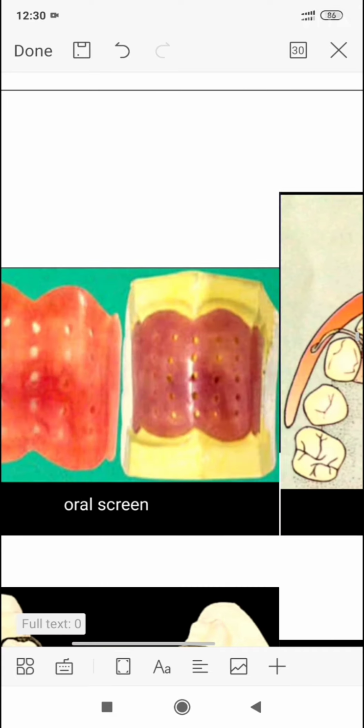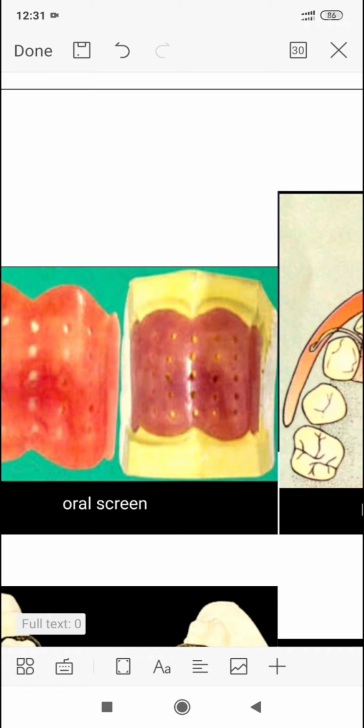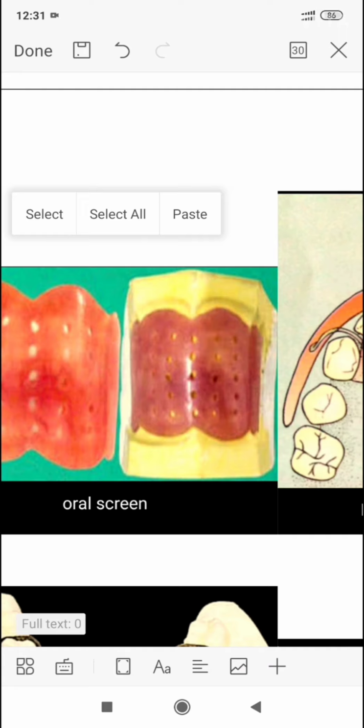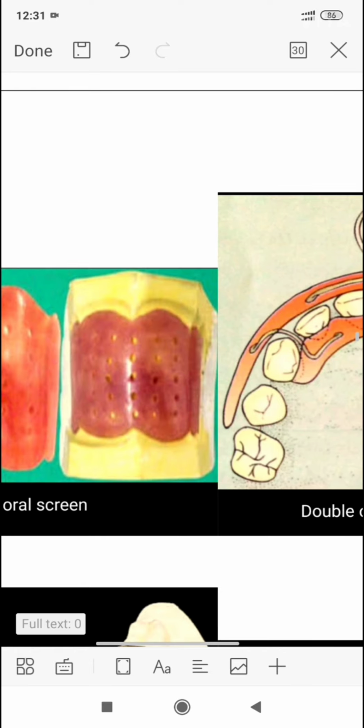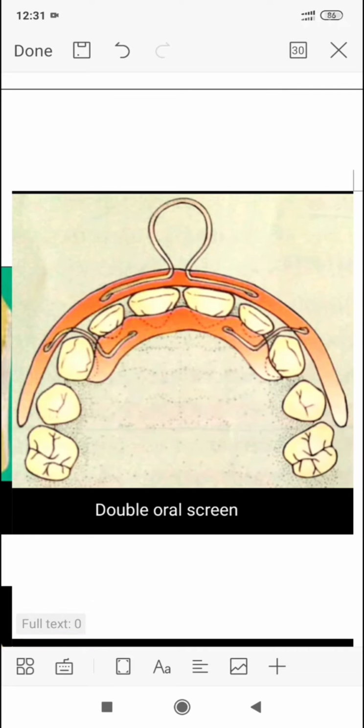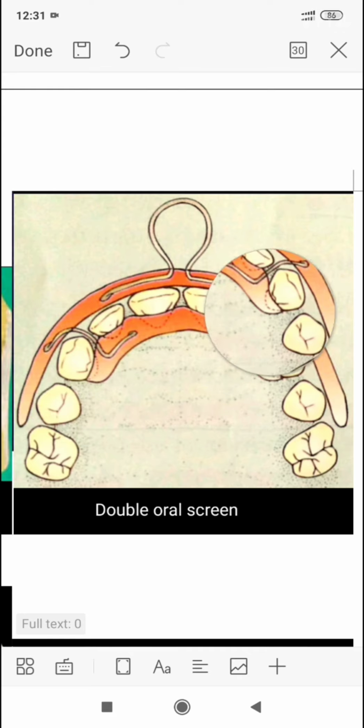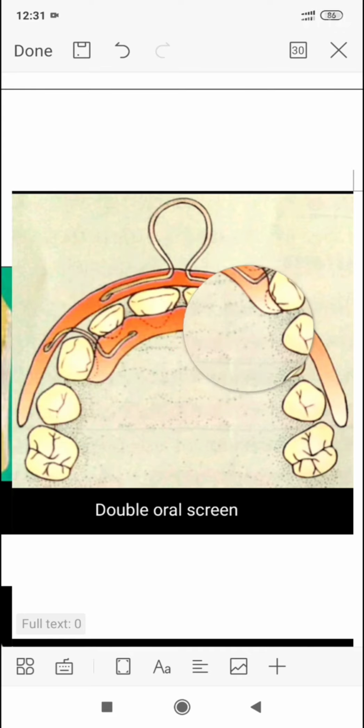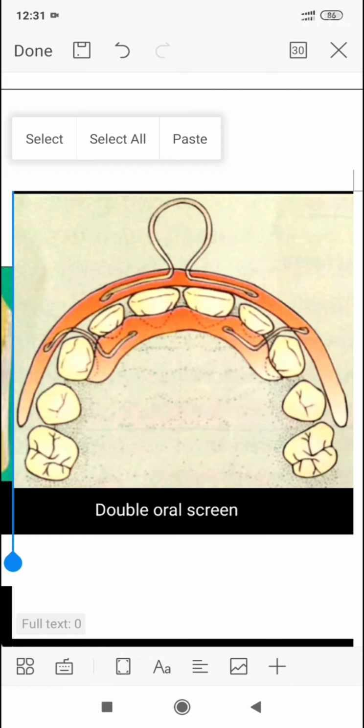So I have actually discussed three types of oral screen. This oral screen with the voids is used for mouth breathers, and the simple oral screen without voids can be used for thumb sucking, tongue thrusting, lip and cheek biting patients, and also it helps in mild anterior proclined teeth correction. This is the double oral screen, which has an additional screen in the lingual aspect, which is used to correct tongue thrust habit.